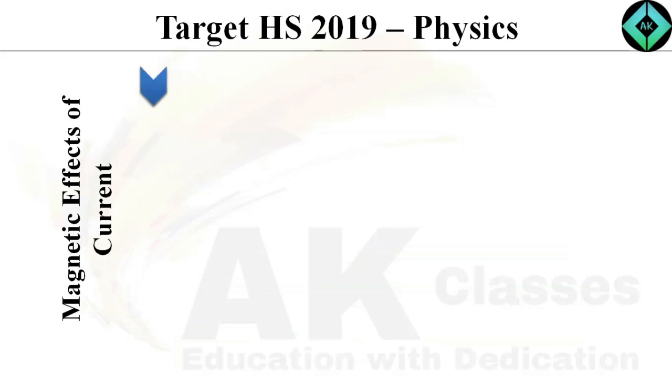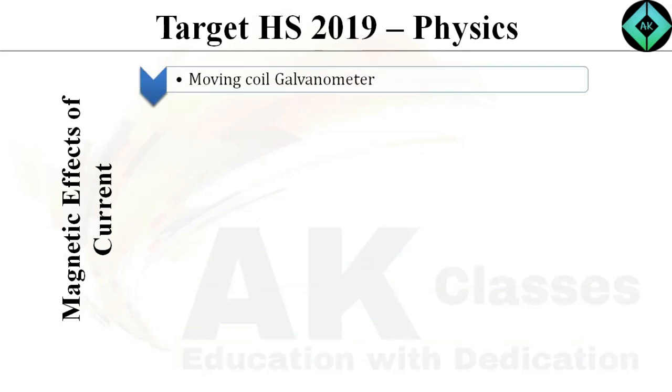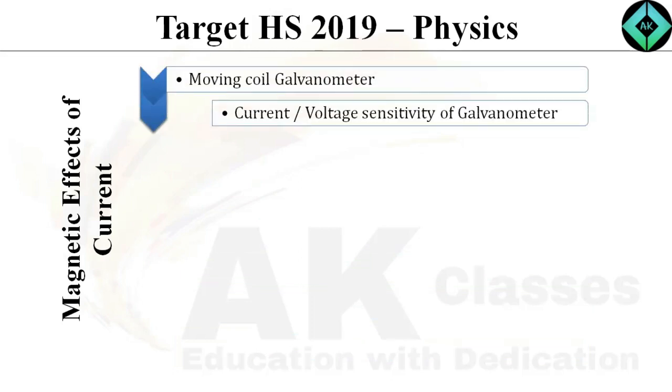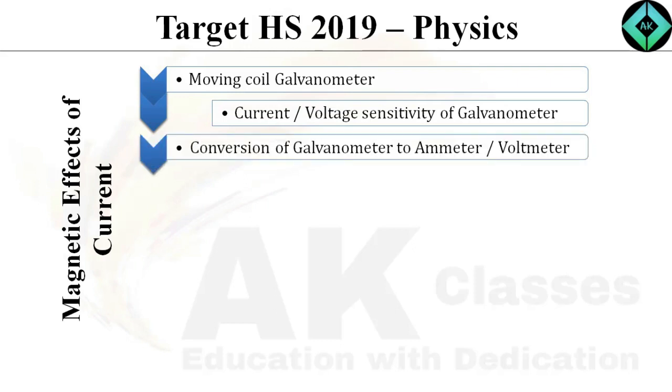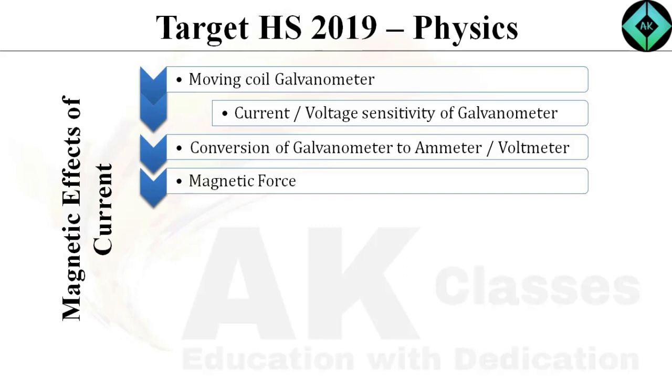Next, you have the moving coil galvanometer, the current and voltage sensitivity of a galvanometer, and the conversion of galvanometer to ammeter and voltmeter. You may expect numericals from this part. Then go to the topic magnetic force, the formula F equal Q V cross B.